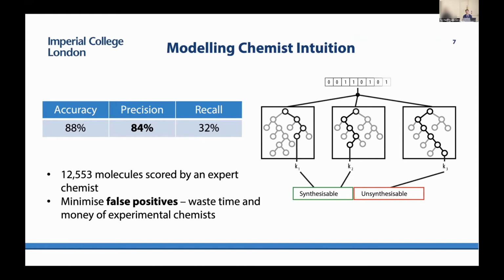However, we obtained quite an imbalanced data set with many more difficult to synthesize molecules than easy to synthesize. So instead of focusing on accuracy, we focused on the precision of our model, and we tried to minimize the number of false positives that we obtained. And in our case, a false positive would mean that a difficult to synthesize molecule would instead be classified as easy to synthesize. And so if sent to a collaborator, would end up wasting their time and experimental efforts.